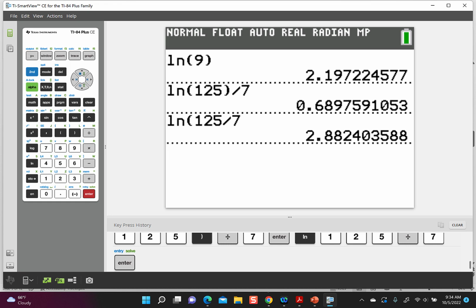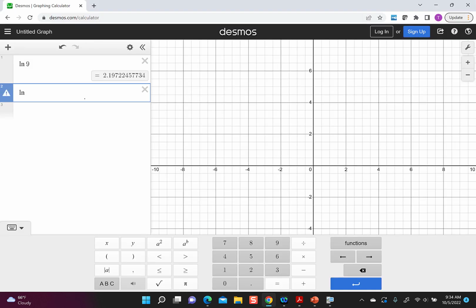So really be careful with how you put this in. If you were looking at Desmos instead, I just type in ln and then I had 125, and then when I hit divide by, see how the whole thing jumps to the bottom? So the whole thing being on the bottom, I can see this is the right way to do it. So we're going to put 0.6898.